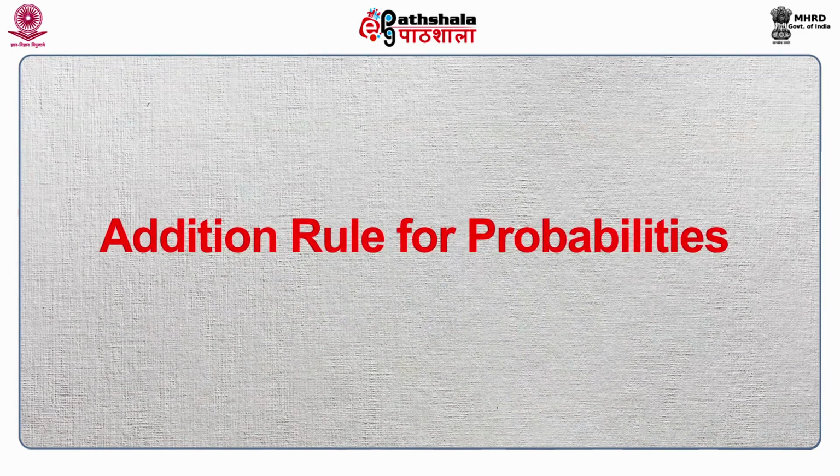Now the addition rule for probabilities. It states that the probability of one or two events occurring is equal to the probability of the first event occurring, plus the probability of the second event occurring, then subtracting the probability of both events happening at the same time.